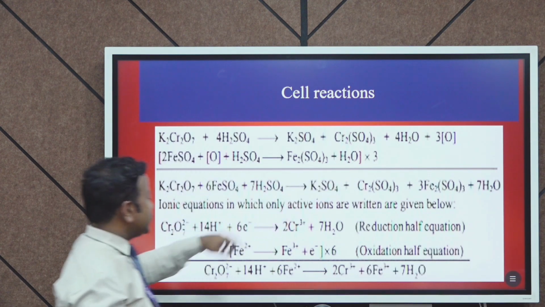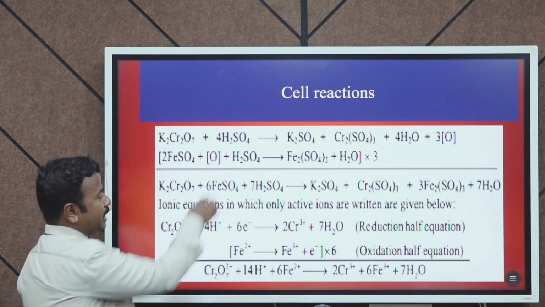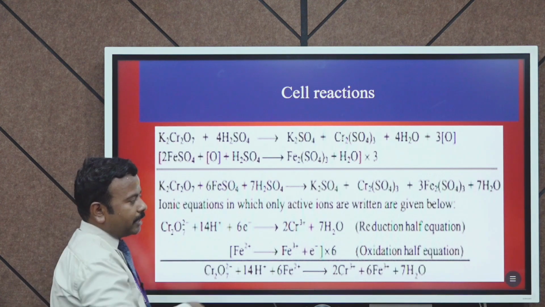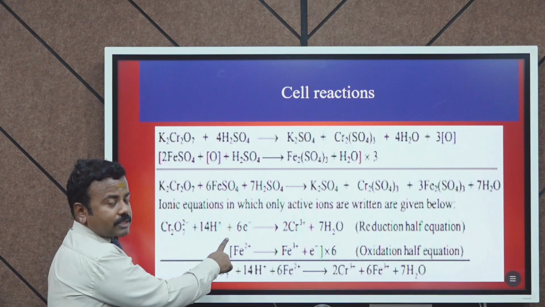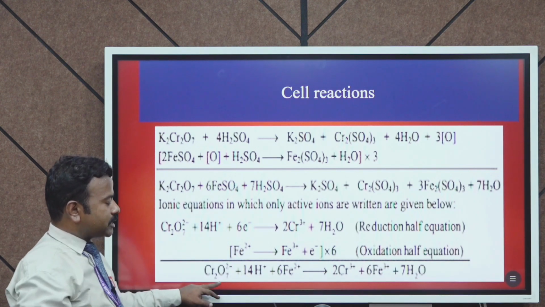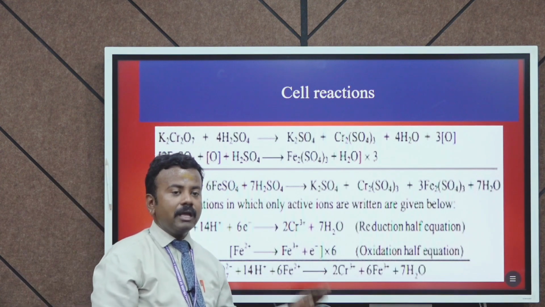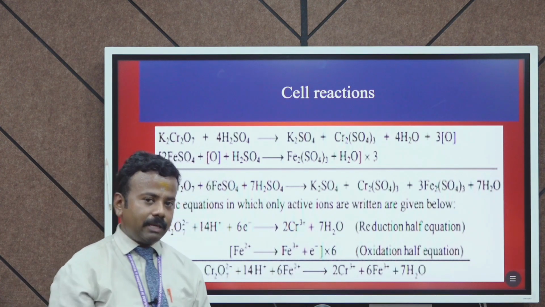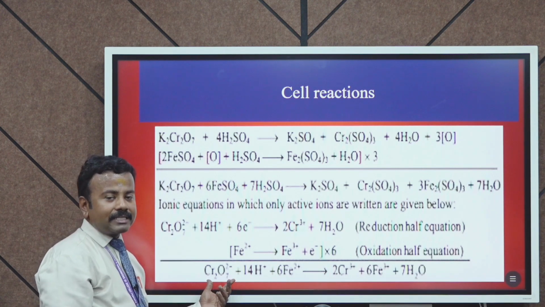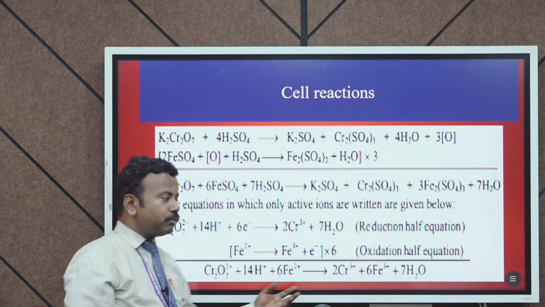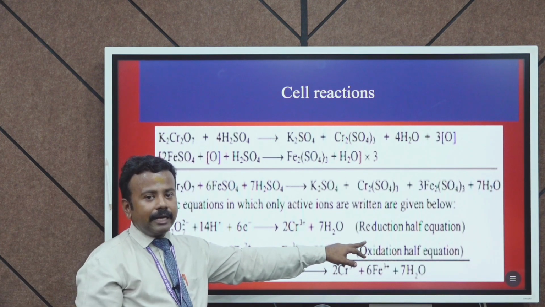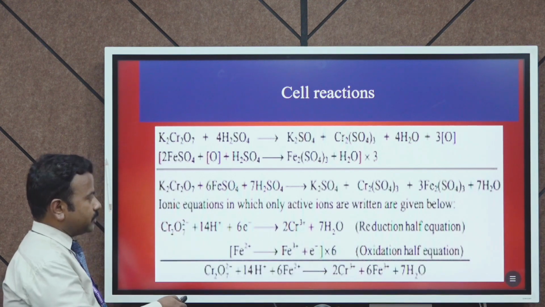The same reaction can be written as an overall reaction, and there are also ionic reactions. The ionic reaction represents the reduction half cell and the oxidation half cell reactions. This is the total ionic reaction. In the redox reaction, iron 2+ is oxidized to iron 3+, and at the same time the chromium in the 6+ oxidation state is reduced to the chromium 3+ oxidation state. So two processes are happening, and we have written them as the reduction half cell reaction and the oxidation half cell reaction.